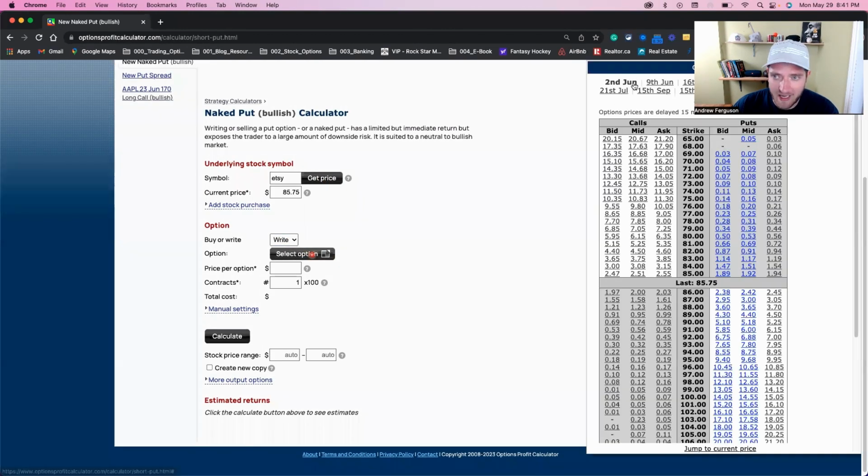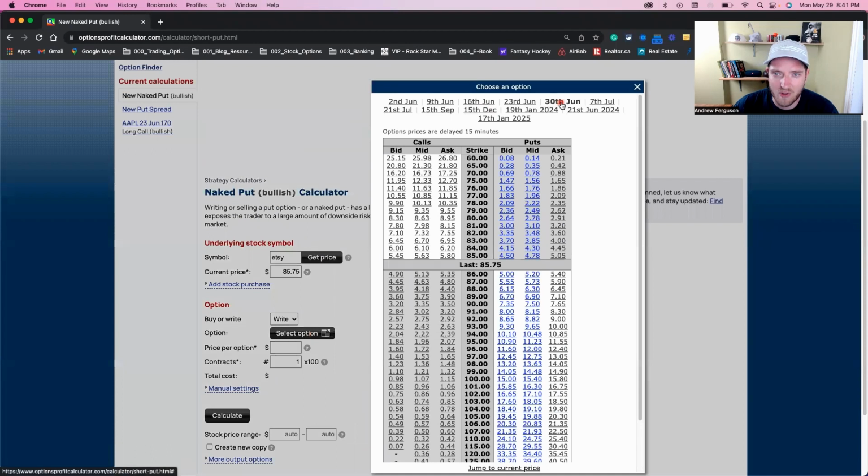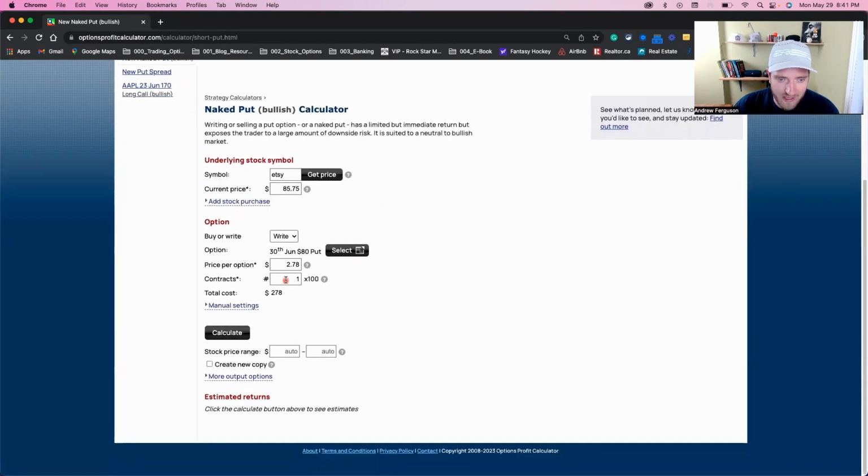We're going to select the option again from our trusty little guide right there. Let's go up in time a little bit. Let's go to the 30th of June, a 30-day expiration. Sounds good. And we're selling puts here, which means that if the price of Etsy goes down to $80 per share, we end up buying 100 shares of Etsy for $80 per share. We're going to get paid $270 to do this. And we're going to do one contract again. And we're going to just leave the stock price range blank to see what it does for auto right now and calculate this up.